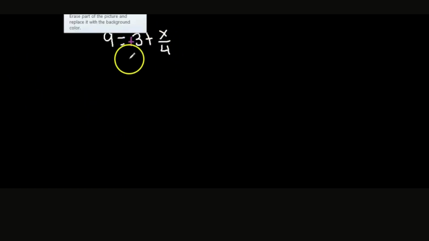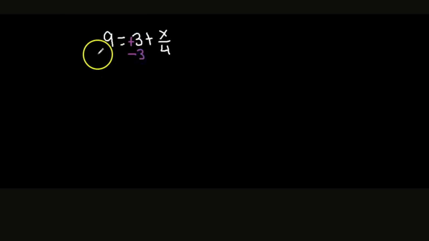Now let's solve a question with a fraction in it. As long as we do all the steps, we will be able to do this question as well. This question is 9 equals 3 plus x over 4. Same as the others, we try to keep x on one side and everything else on the other. We always do the opposite to the sign. Over here it is a plus sign, so the opposite of positive 3 is negative 3.